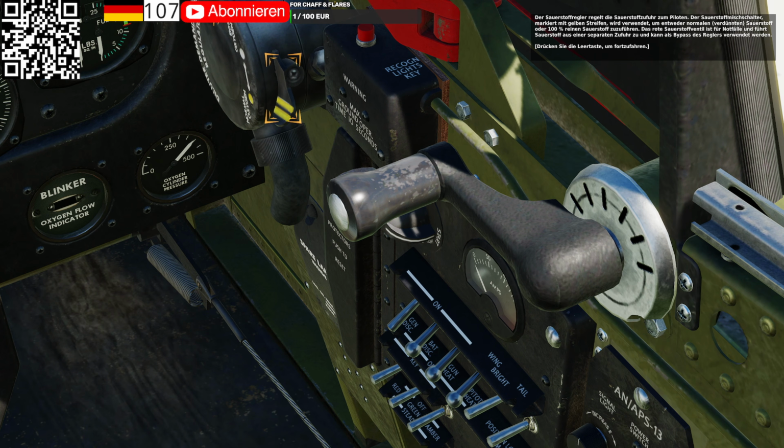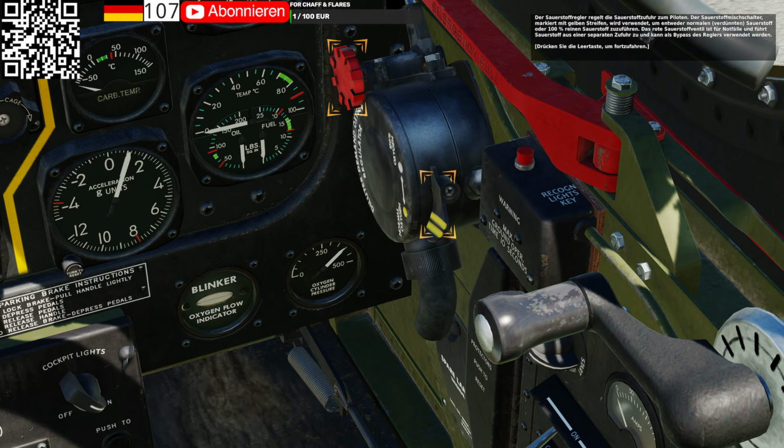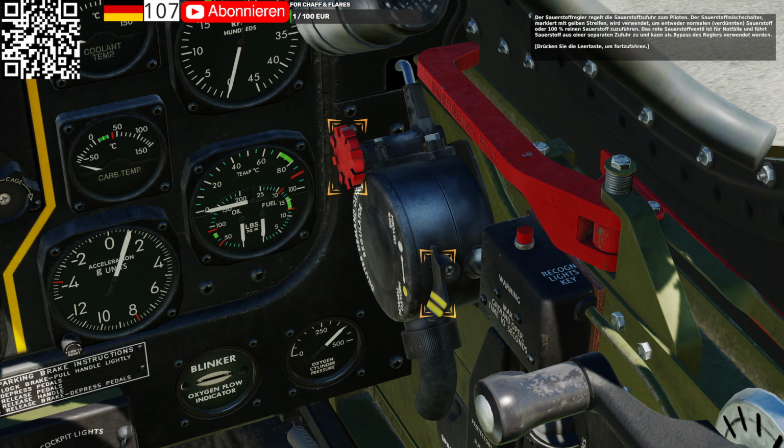The oxygen regulator is used to control oxygen flow to the pilot's mask. The oxygen diluter lever, marked with yellow stripes, is used to set normal diluted oxygen or 100% oxygen. The red emergency valve is a separate backup oxygen line and can be used to bypass the regulator.